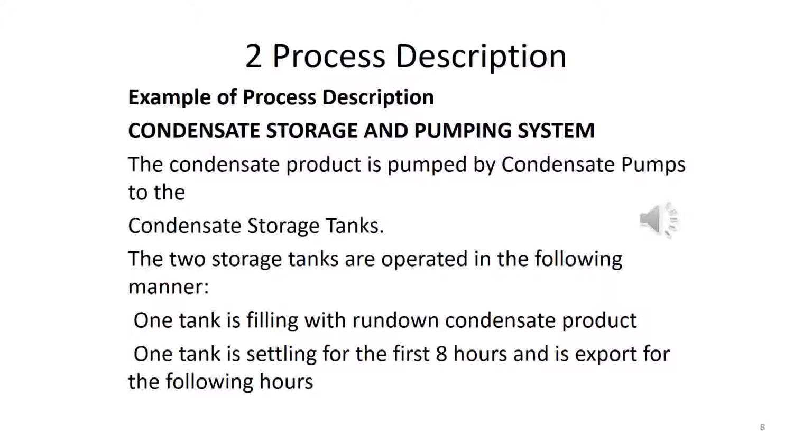Process description. Example of process description. Condensate storage and pumping system. The condensate product is pumped by condensate pumps to the condensate storage tanks. The two storage tanks are operated in the following manner. One tank is filling with rundown condensate product. One tank is settling for the first 8 hours and is export for the following hours.